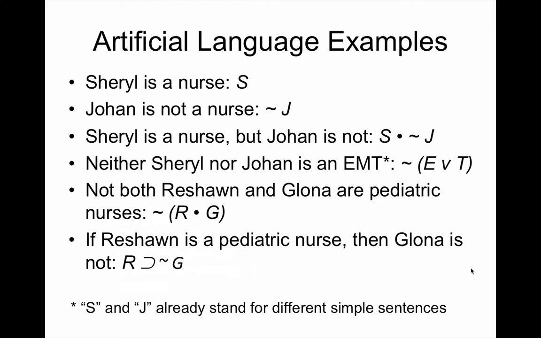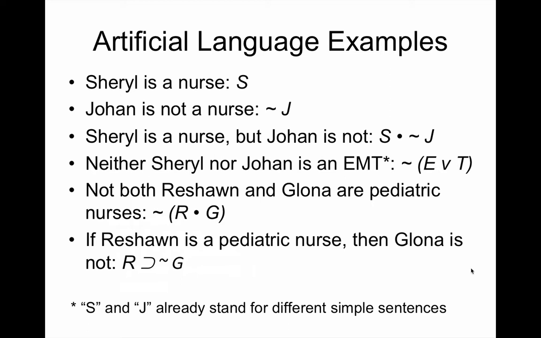Next, we have the statement, neither Cheryl nor Johann is an EMT. Now, the letters S and J were already used to designate the sentences respectively, Cheryl is a nurse, Johann is a nurse. So now when we're talking about Cheryl and Johann being EMTs, we use different capital letters to reflect each simple statement. So let's let E stand for Cheryl is an EMT, and T stand for Johann is an EMT.